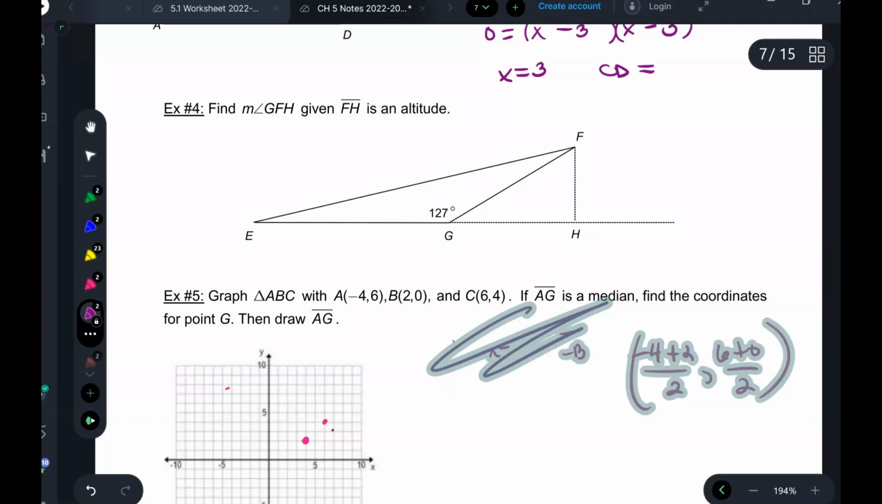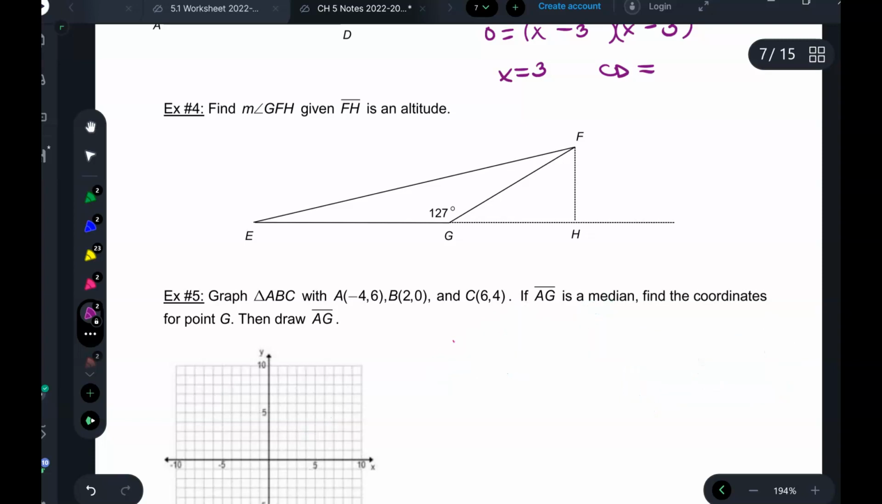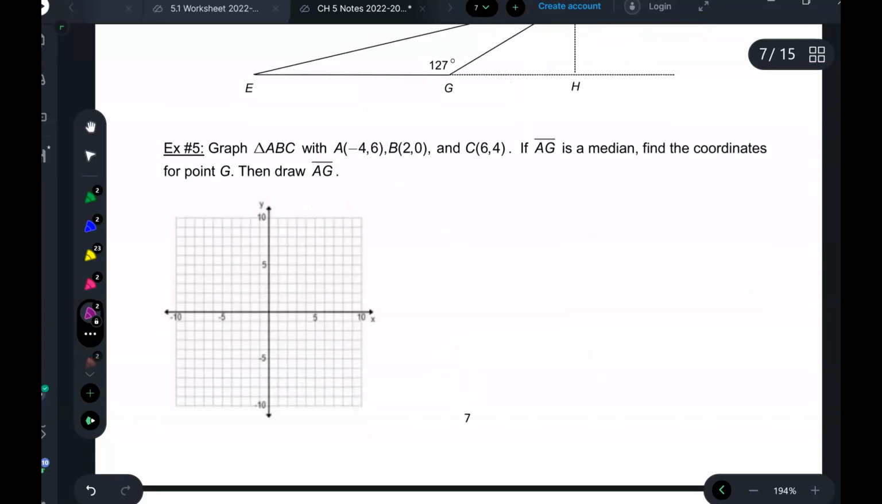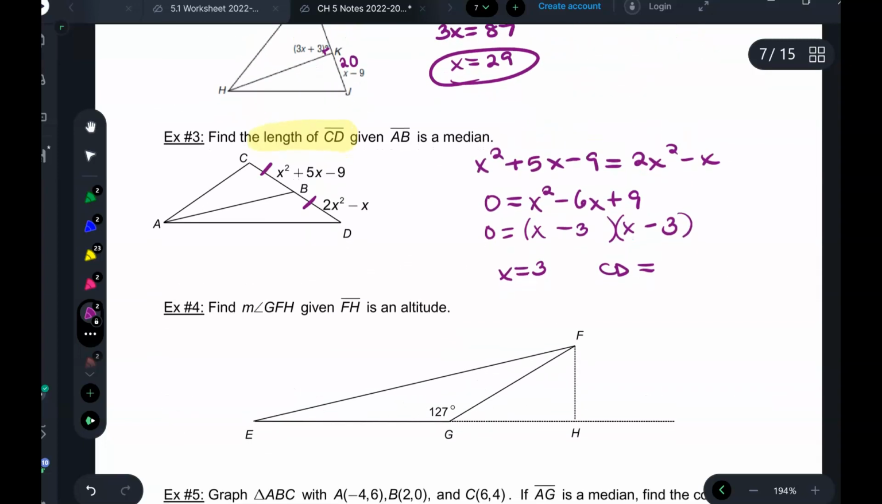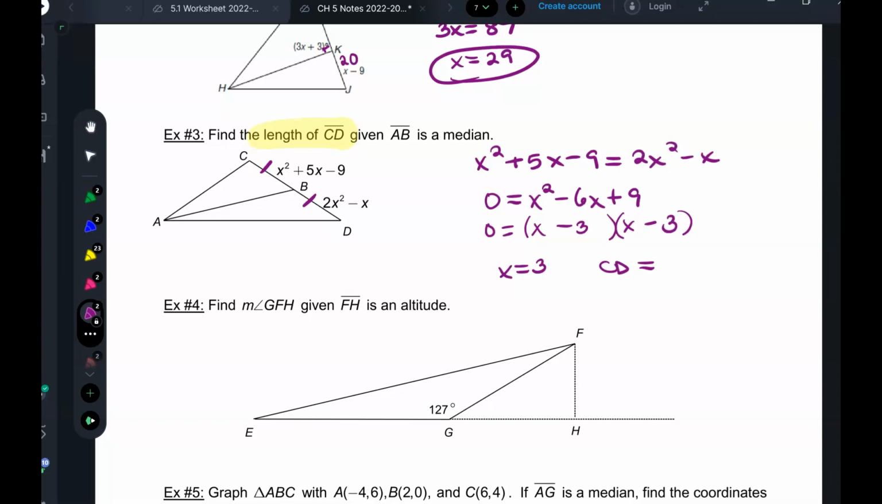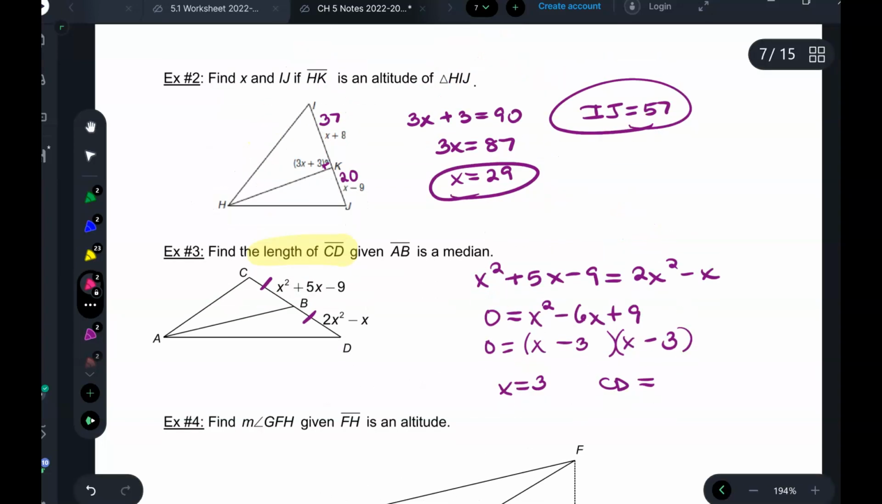You get it yet? Justin? Oh, got different answers. 30? 30?